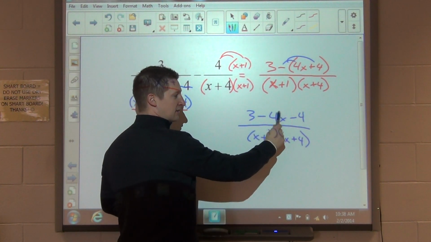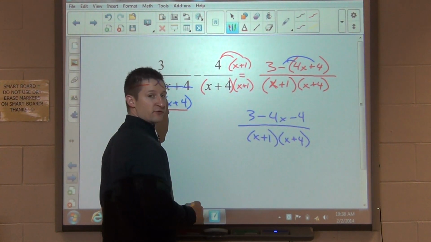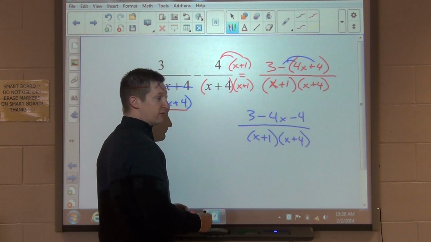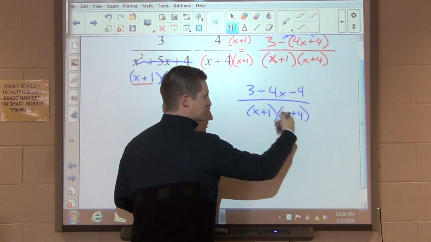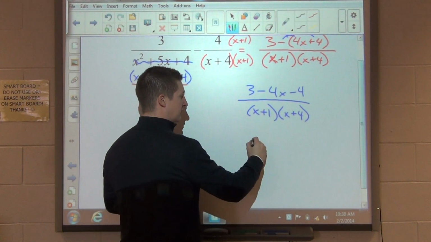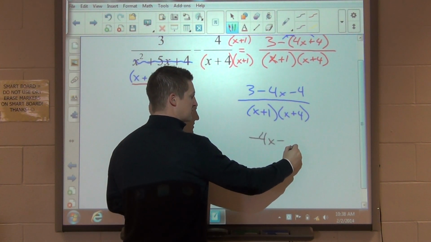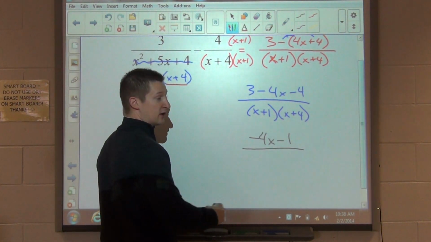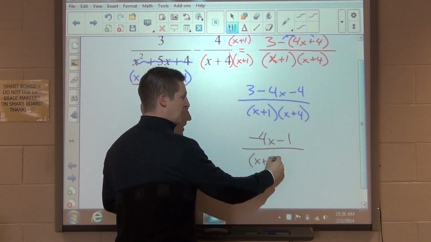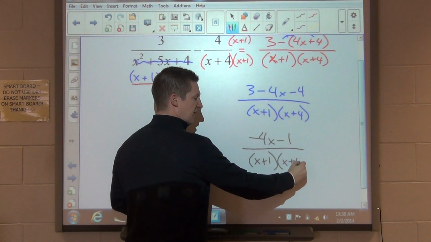Now I can add like terms together. 3 minus 4 will go together to become negative 1. The negative 4x will stay as is. So I'll have negative 4x minus 1. That will be my numerator, all over the common denominator x plus 1 times x plus 4.